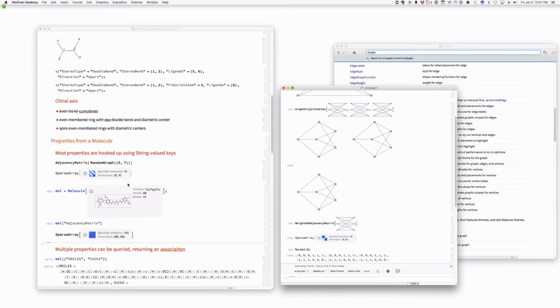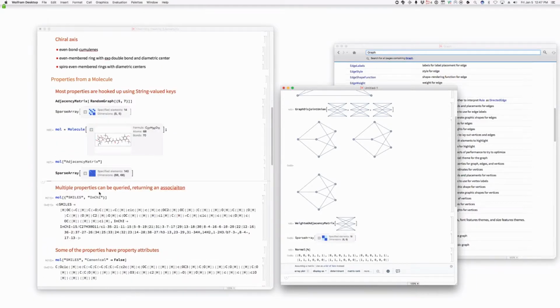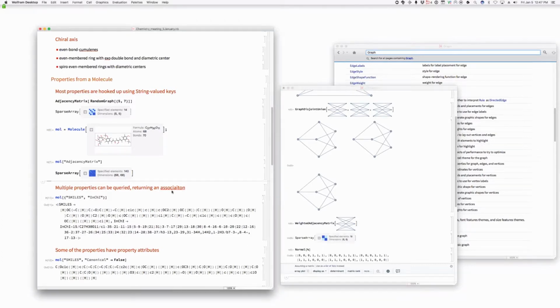Okay, properties for molecules. So multiple properties can be queried, returning an association, which probably will spell check if I... we've got some background noise. Somebody might want to mute themselves.